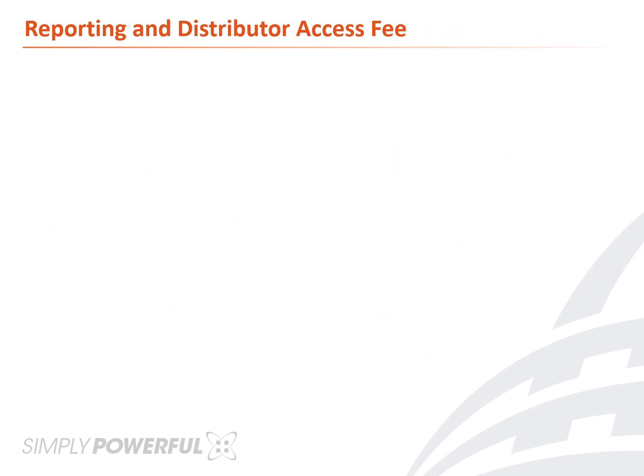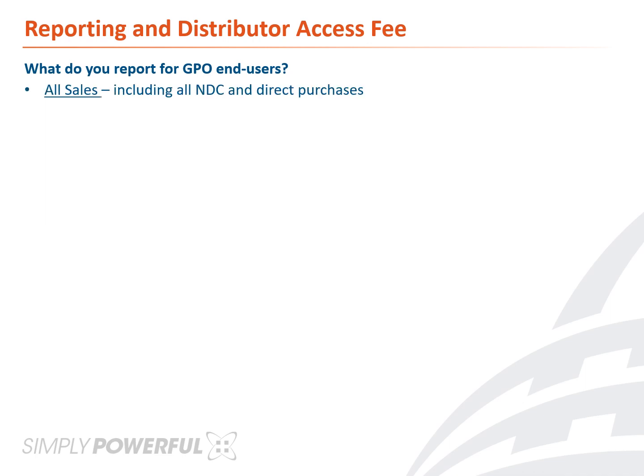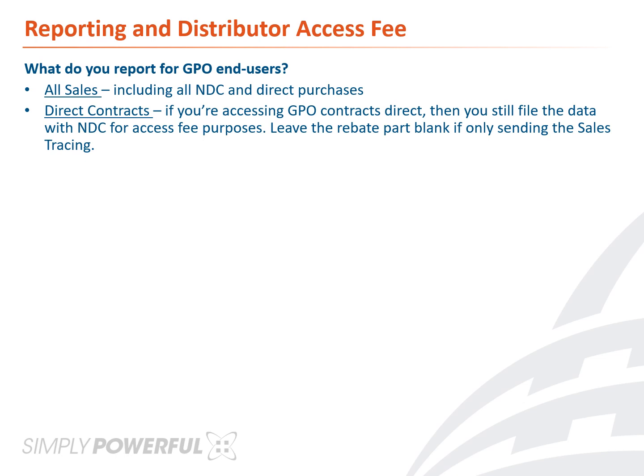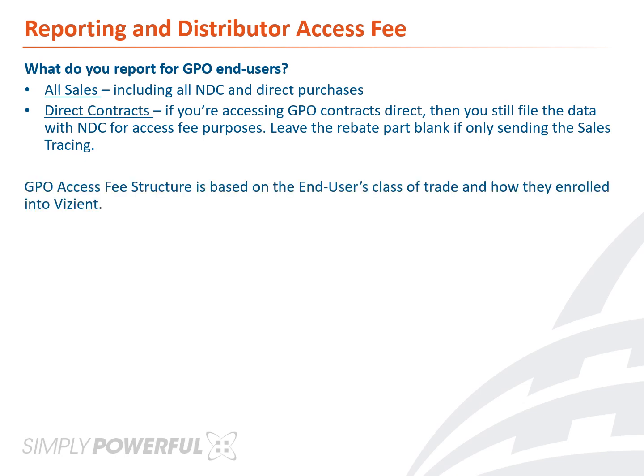All right, now we're getting into the detail. What exactly do you report and include on your monthly GPO tracings? Everything, that's the answer. All sales, including your NDC and your direct purchases. On those direct contracts, if you're accessing a GPO contract directly, you'll still file the data with us for admin fee purposes. Leave the rebate part blank if you're only sending in sales tracings.